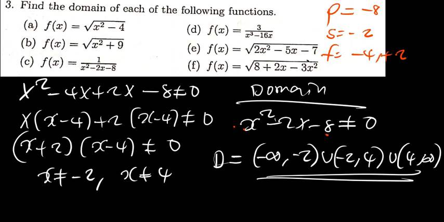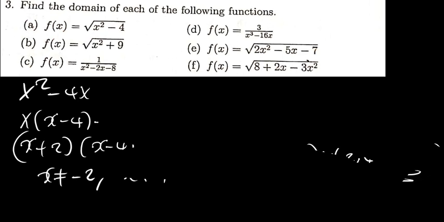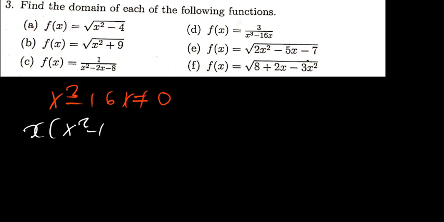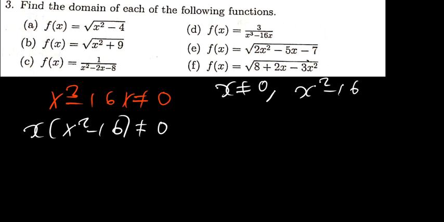Let us look at the last one. So the last one is saying just get the denominator, x to the power 3 minus 16x, not equal to 0. Here I can do a direct thing. Factor out x. You remain with x squared minus 16 not equal to 0. What does it tell you? It tells us that x should not be equal to 0 and x squared minus 16 should not be equal to 0.